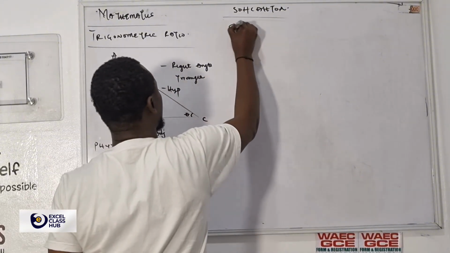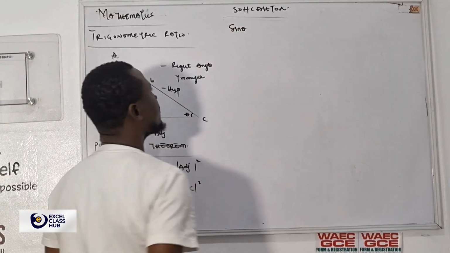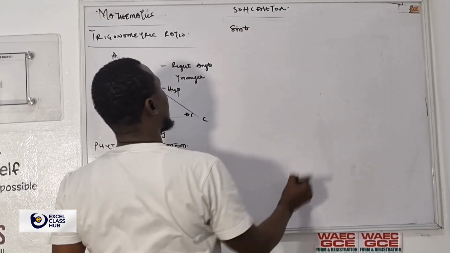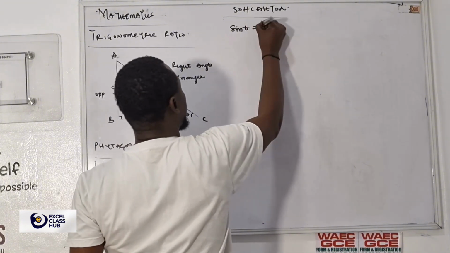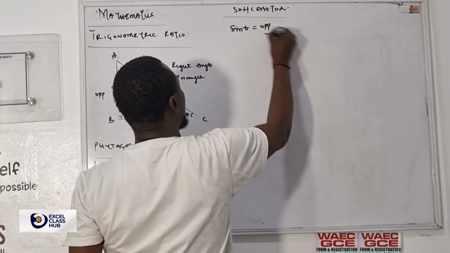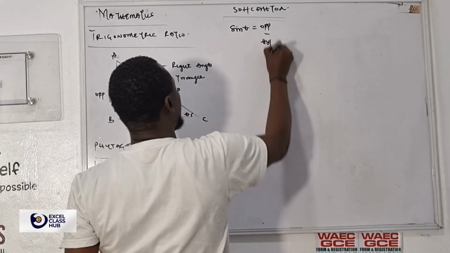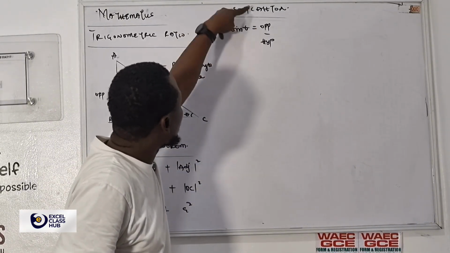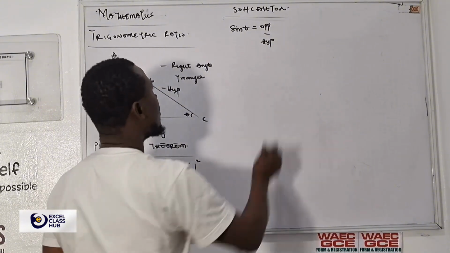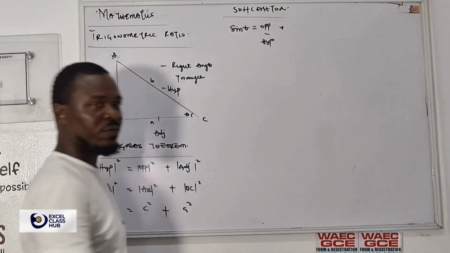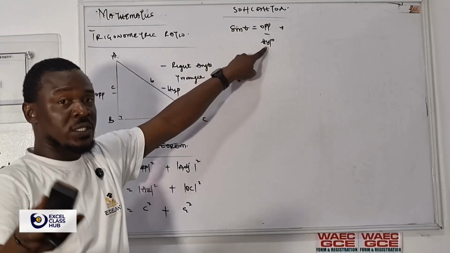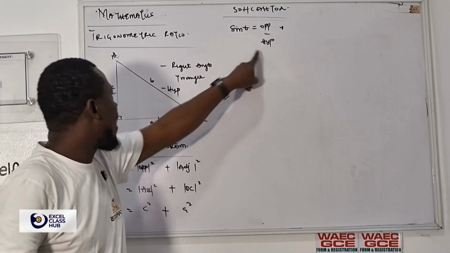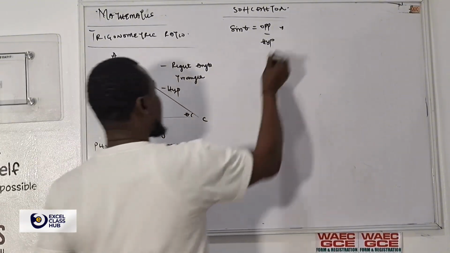This S here stands for sine theta. Sine theta is equal to, this O here stands for opposite, over the H, which is hypotenuse. So sine theta equals opposite over hypotenuse. But I can still change it back to alphabet. From the diagram, what is my opposite, students? C. And your hypotenuse is B. So it gives me c over b.